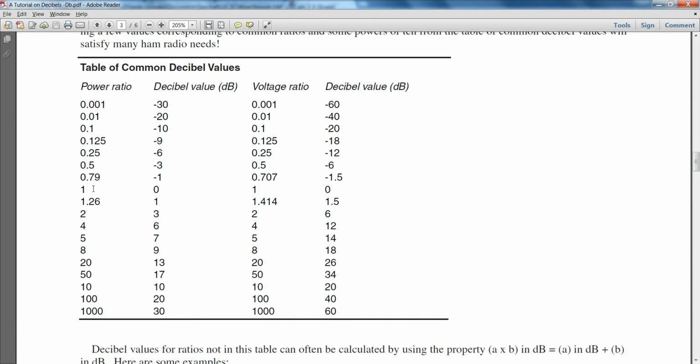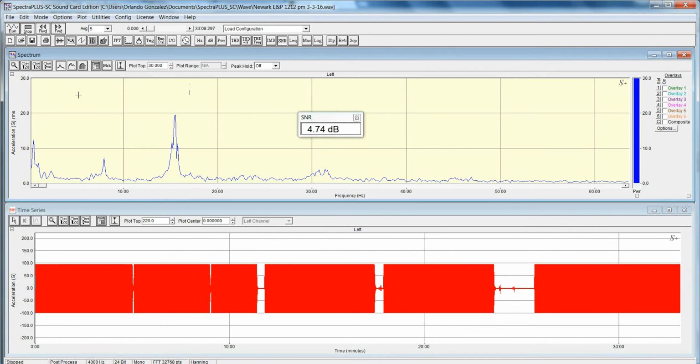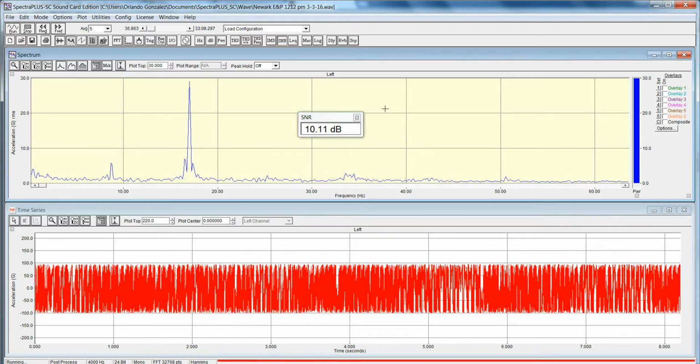0 dB means that the noise and the signal are about equal, and then a positive dBs, you can see 20 dB is 100 to 1. Minus 20 dB would be the signal, the noise is 100 times greater than the signal, and so on. So let me rewind this and then start running the analysis.